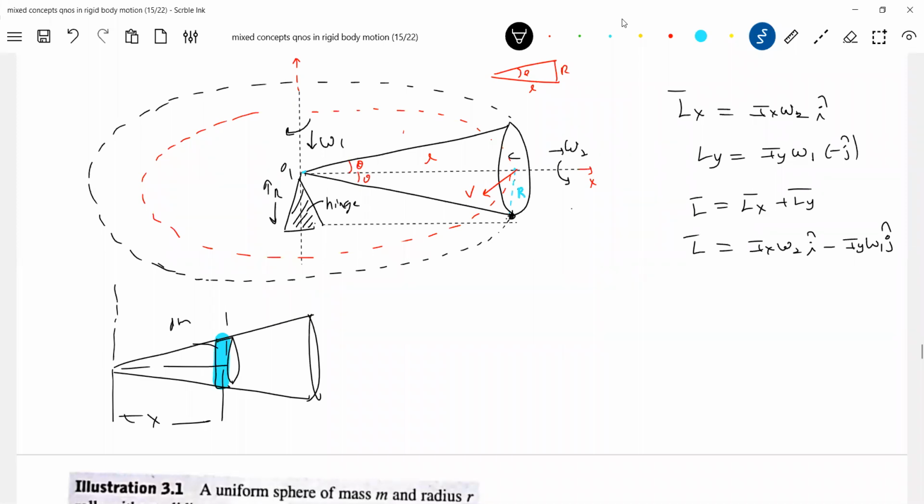Then similarly about this axis. I think you have to apply the parallel axis theorem when you're calculating about the y-axis. About the x-axis, no need for the parallel axis theorem. Substitute that Ix, Iy, and you'll get the angular momentum L bar. So like that, a body having two-dimensional motion, they may ask you this angular momentum also.